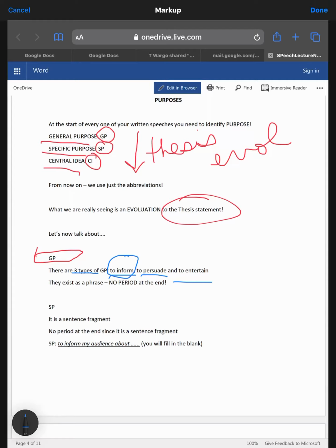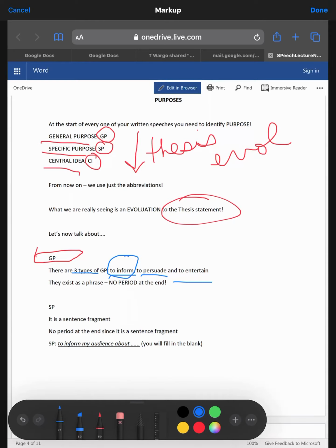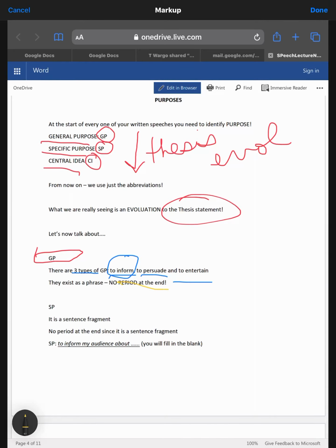Because these are little 2-word phrases, there is no period needed whatsoever at the end of it. So remember, no period. If I see a period there, I put a little cross over it, like no, and it looks like no eyeballs, or something else, but we won't go there.